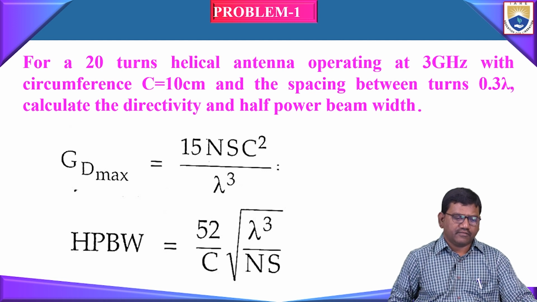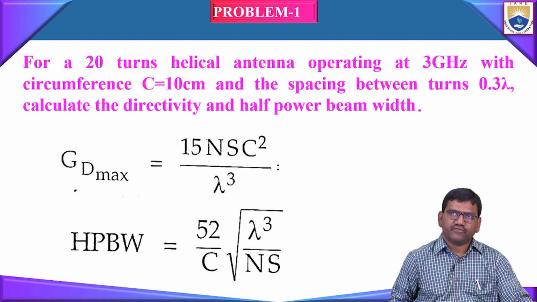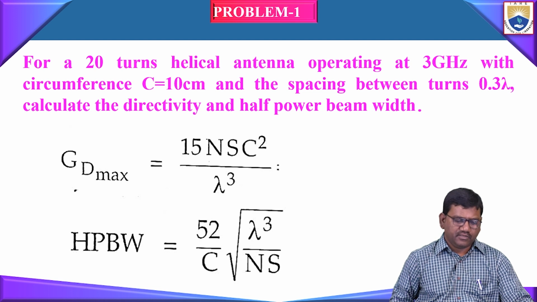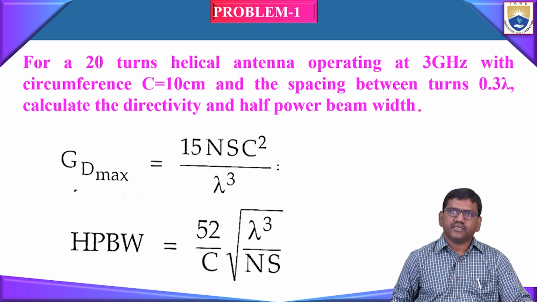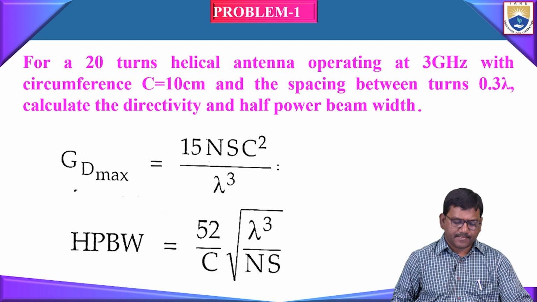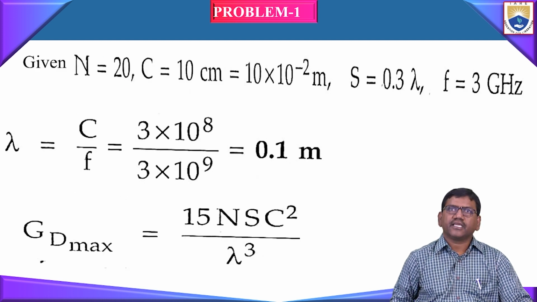So this is how to calculate the value of GD max and half power beam width. We have the formula 15 N S square by lambda cube, and half power beam width is equal to 52 by C into root of lambda cube by N S. This is the data given in the problem here.